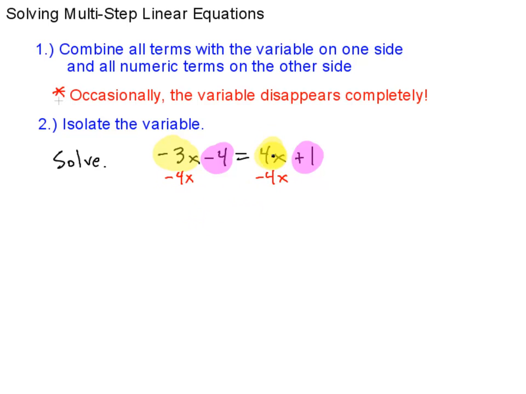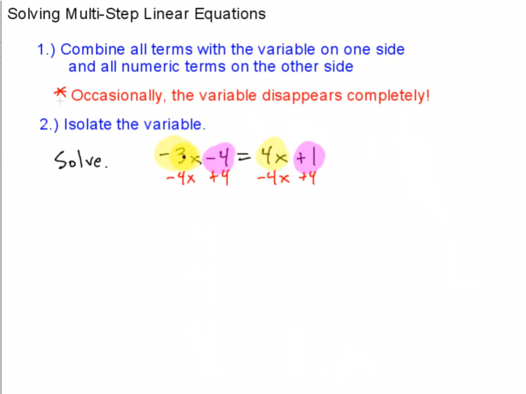Sorry, I need to get rid of the 4x on the right by subtracting it. And then I need to get rid of my minus 4 on the left by adding it, so that all the purples will be on the right and all the yellows on the left. The author that was doing this makes a mistake here, so I'm just going to finish this problem off.